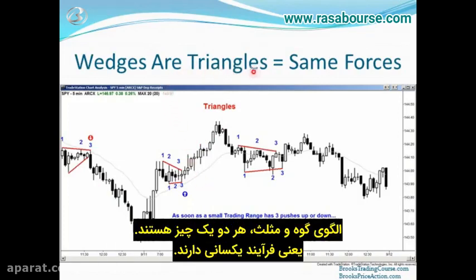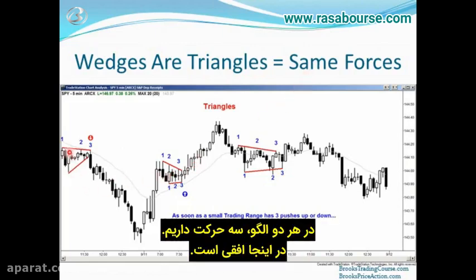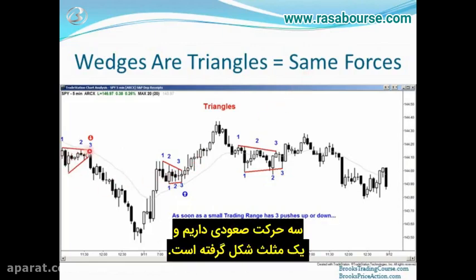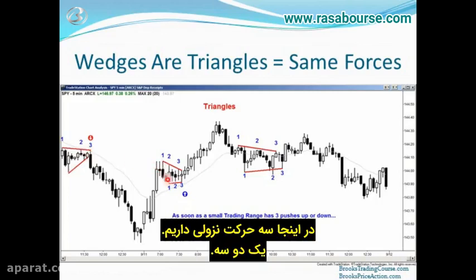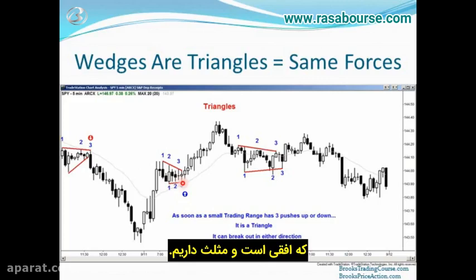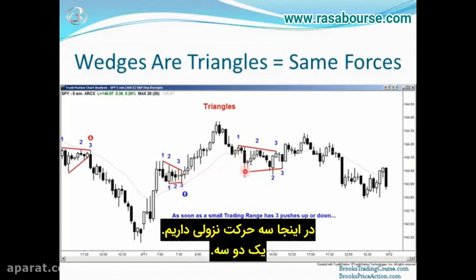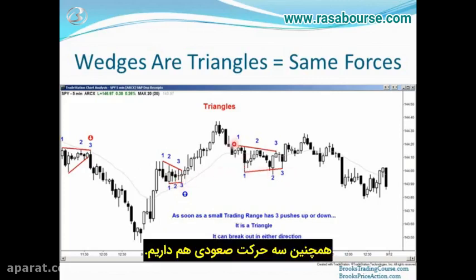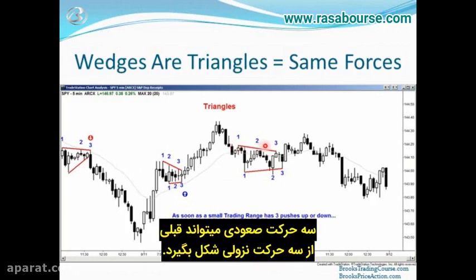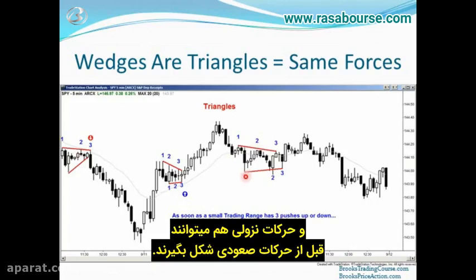Wedges and triangles are the same thing. It's the same process. It's 3 pushes. Here, horizontal, 3 pushes up, it's a triangle. Here, 3 pushes down, 1, 2, and then 3. Triangle, horizontal. Here, 3 pushes down, 1, 2, 3. Also 3 pushes up. The 3 pushes up can come before the pushes down, can come before the pushes up.